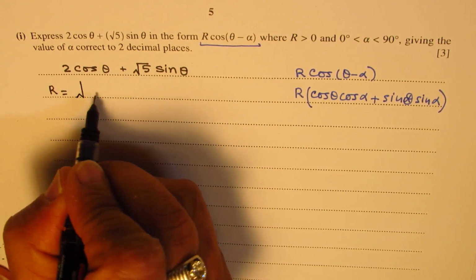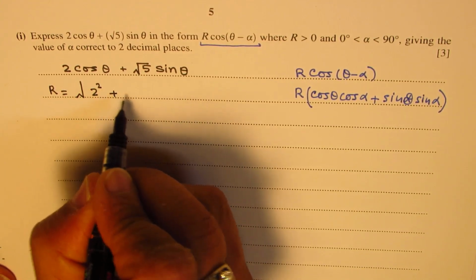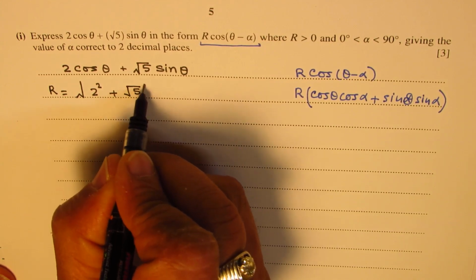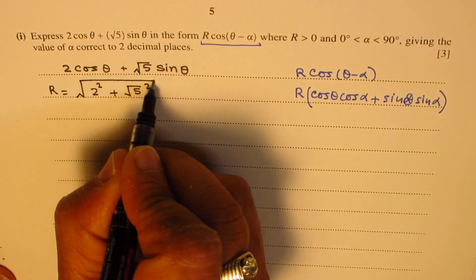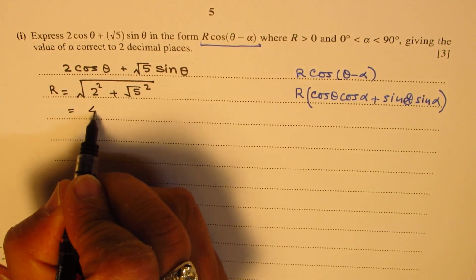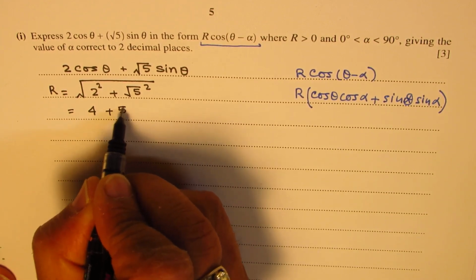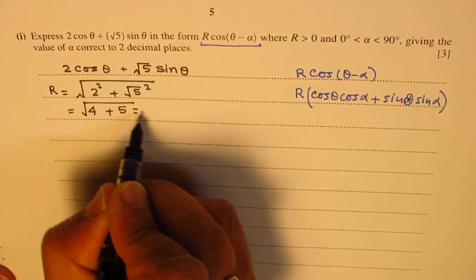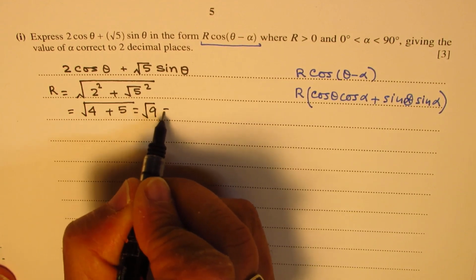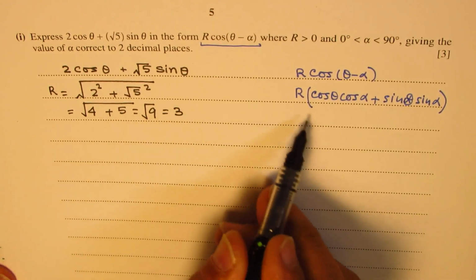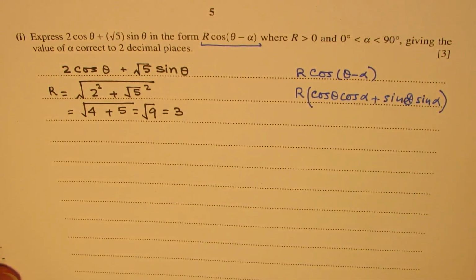Which is the square root of 2 squared plus square root 5 squared. So 2 squared is 4, square root 5 squared is 5, and what we get here is the square root of 9, which equals 3. So we get the value of r as 3.